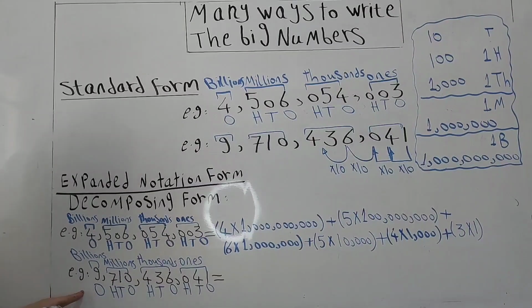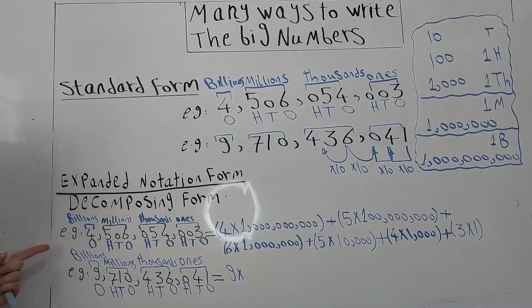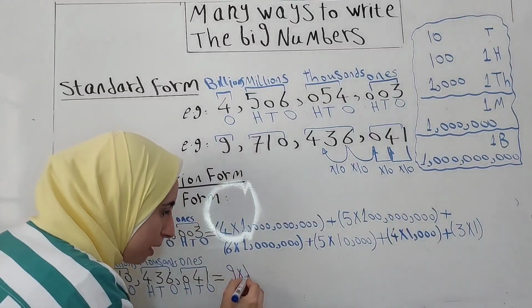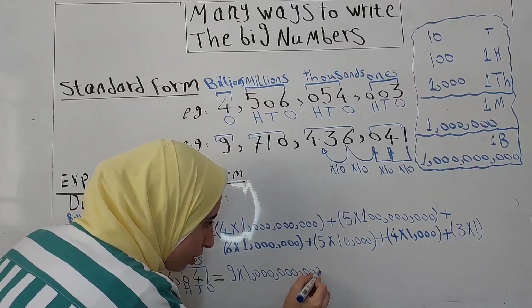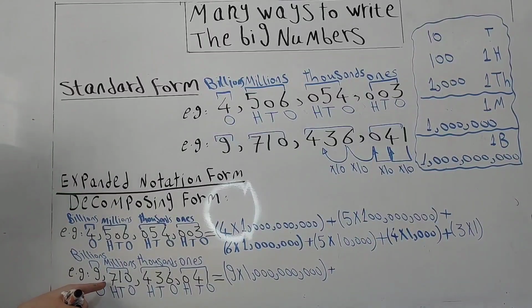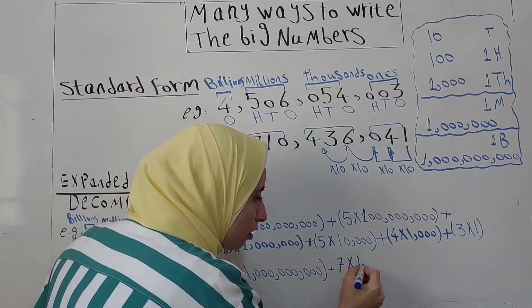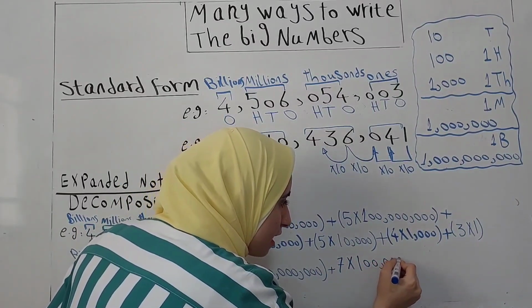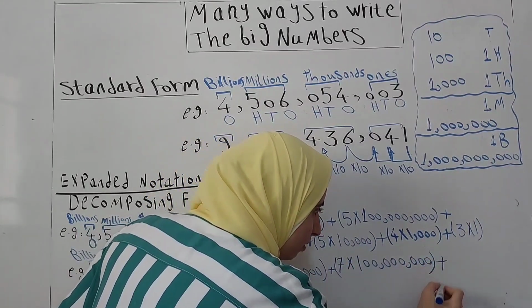Now we start from the left. We write the digit 9 multiplied by its place, which is billions. So we write 1 billion. 1 billion has 9 zeros, 3 and 3 and 3. Between brackets, then we write a plus sign. The next digit is 7. 7 is in the 100 millions place. So we write 7 multiplied by 100, then 6 zeros, 4 millions. Between brackets, then we write a plus sign.